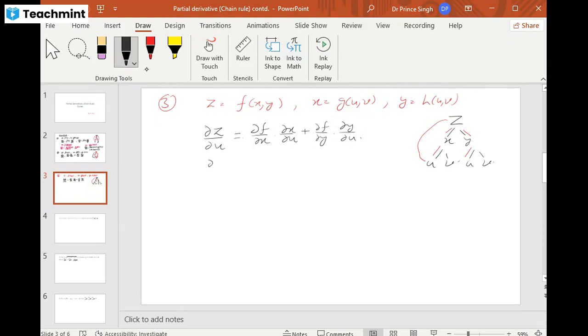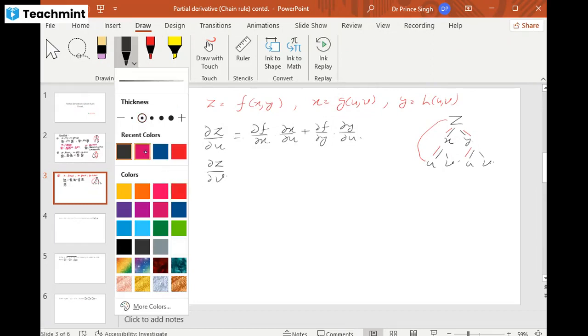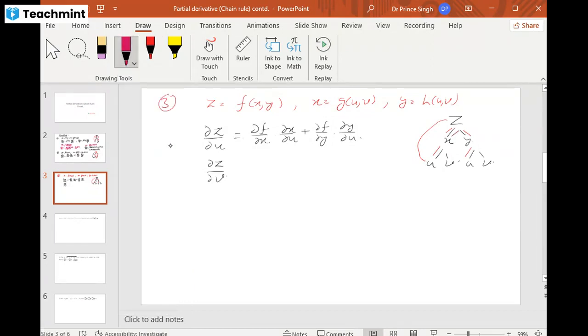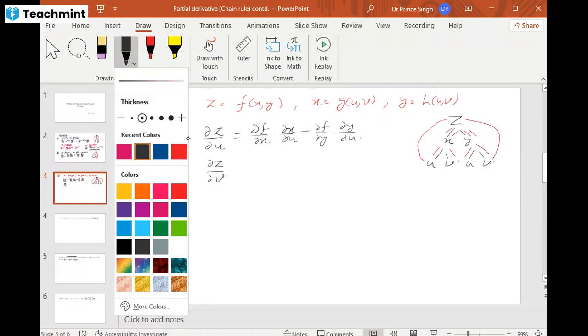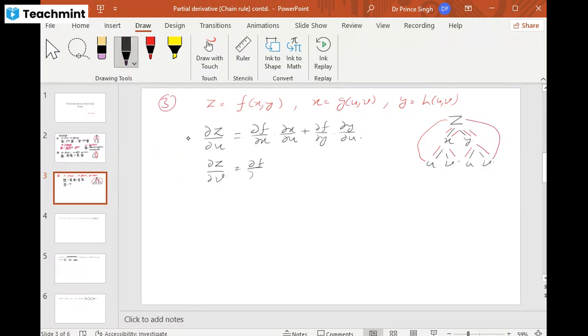Similarly, if we want to differentiate z with respect to v, again we'll follow the chain: z depends upon x, x depends upon v, z depends upon y, and y depends upon v. So it gives us ∂z/∂v equal to ∂f/∂x into ∂x/∂v plus ∂f/∂y into ∂y/∂v. So this is the chain rule which we are going to follow here.